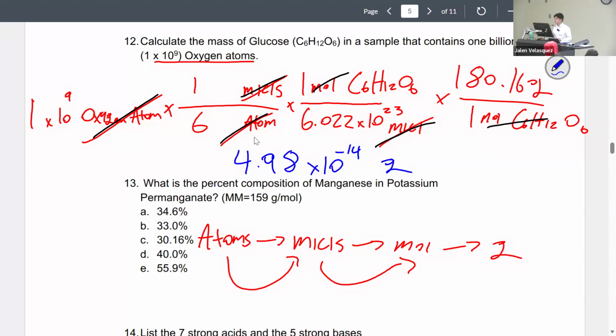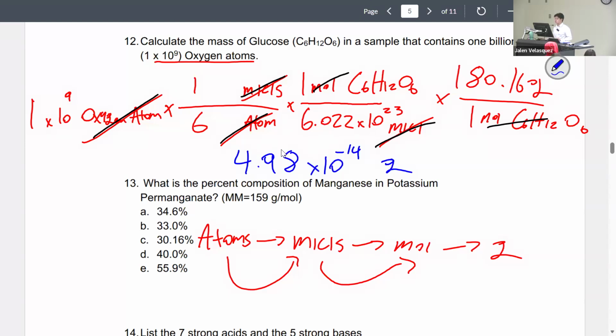Atoms to moles. Yes, I did. I just didn't... Like, so the short one is so... So you swapped up. Yeah, that's fine because you're... Yeah, that's fine. If it works, that's fine.